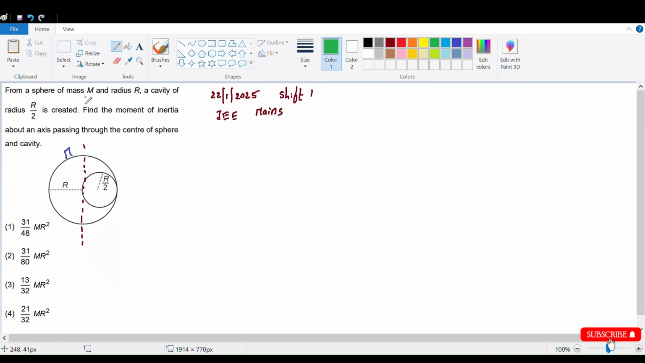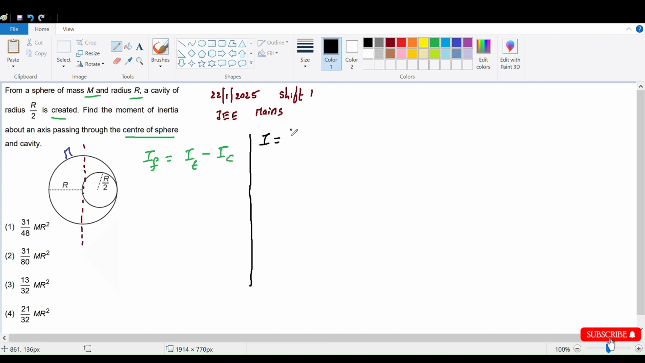Thank you. Mass M, radius R. Cavity has been cut of R by 2. Find the moment of inertia about the center of the sphere. Okay, fine. So I final is I without cavity, let it be I total, minus I of cavity. So first without cavity: consider there is no cavity at all.